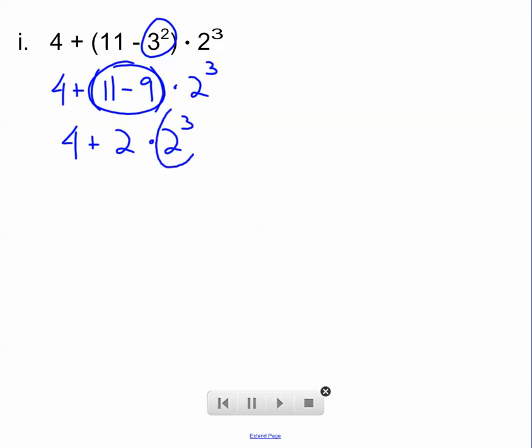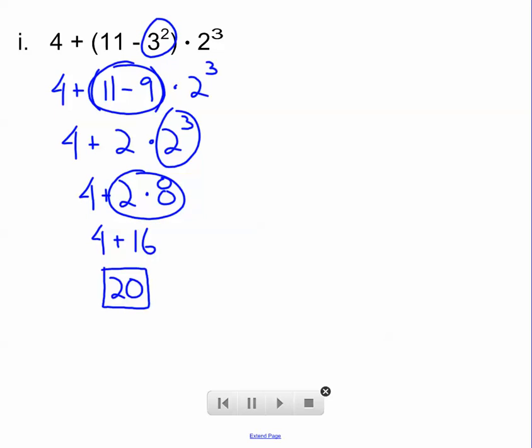Now that we're done with grouping symbols, we can do exponents. Now that we're done with exponents, we can do multiplication. And we'll add to finish it, 20. Okay, now notice how I get this nice kind of upside down triangle going here. Okay, if you're showing your work properly, that's what it should look like.